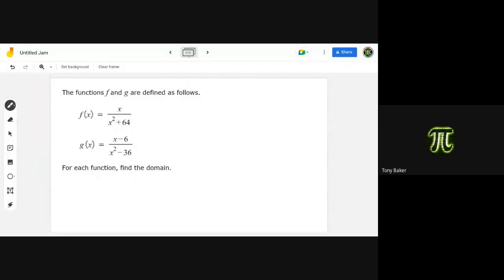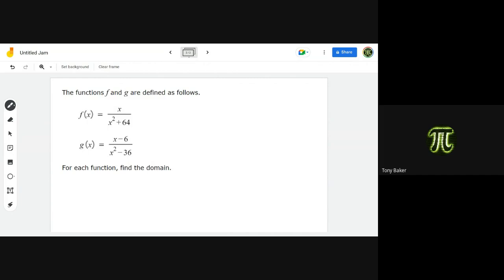The nice thing is when we're looking at domain, we're just looking at the restrictions. So remember, there's 3 types of restrictions. Can't divide by 0. We can't have a negative under an even root. And then we have those real life restrictions. For example, this was a really good example. It's the one we just did. Go back to that one.